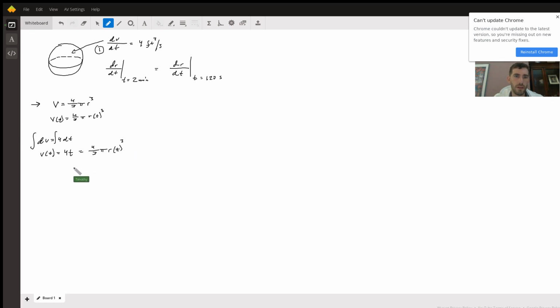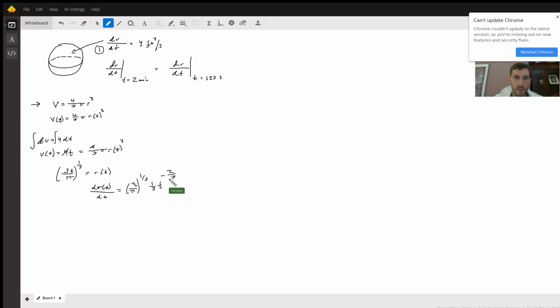And then we can rearrange this to get it in terms of r and t. So the 4's go away, and this becomes 3t over pi, cube root, equal to r of t. All right, so we can say that dr over dt is going to be equal to 3 over pi to the 1/3 times 1/3 t to the negative 2/3.